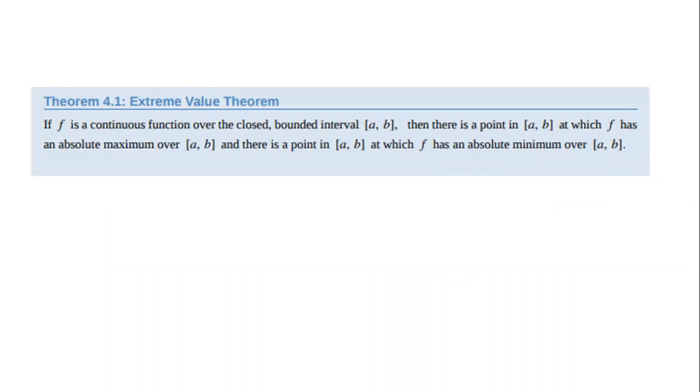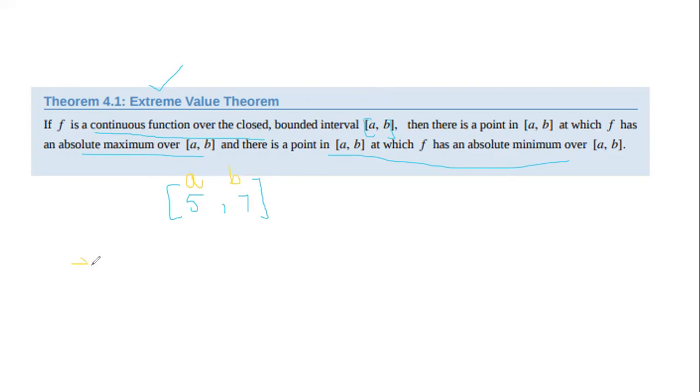Now theorem 4.1, that is the extreme value theorem. The extreme value theorem says that if f is a continuous function over a closed bounded interval, meaning there are definite limits, then there is a point in [a, b] at which the function has an absolute maximum, and there is a point at which it has an absolute minimum. So let's say I have an interval of 5, 7. Let us say these are a and b.